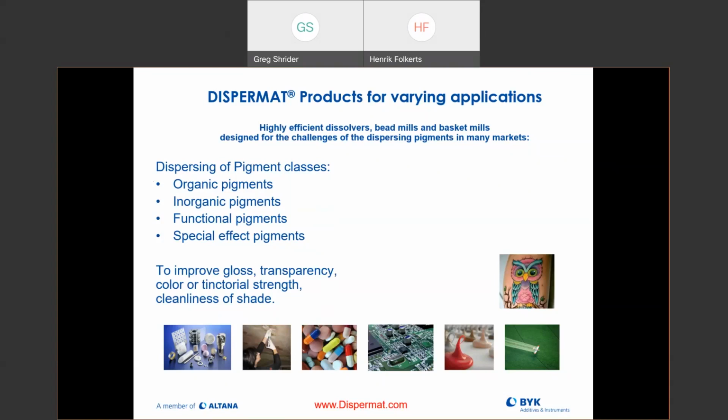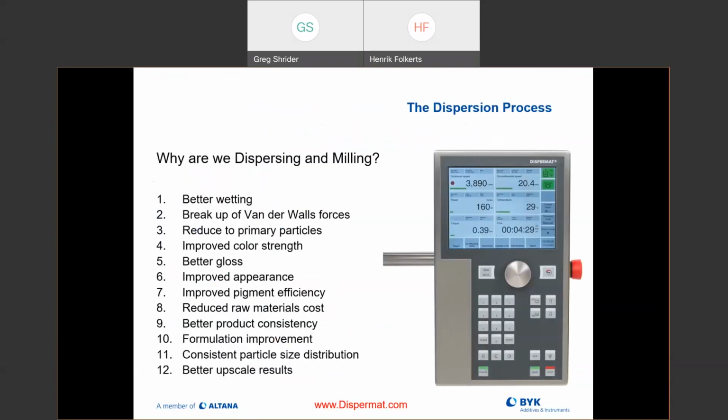Color strength is definitely a big improvement with proper dispersion, as well as the cleanliness of shade, just among a few of those really important attributes that are critical when we do a proper dispersion. So why are we really doing this?